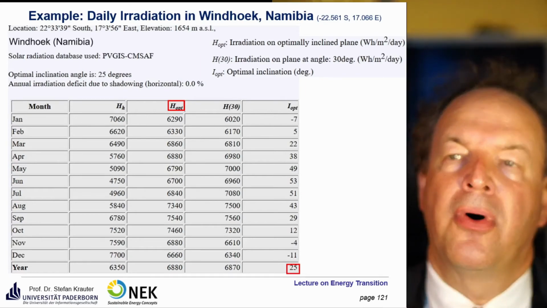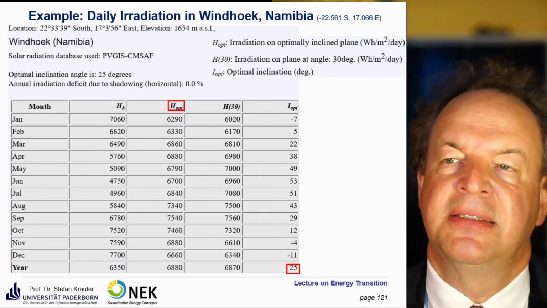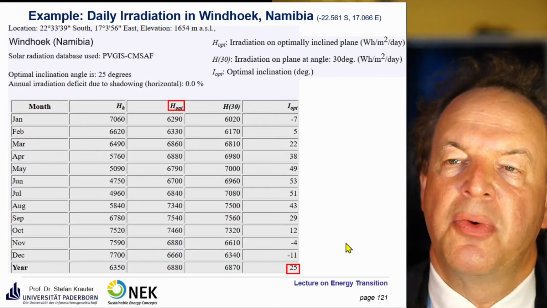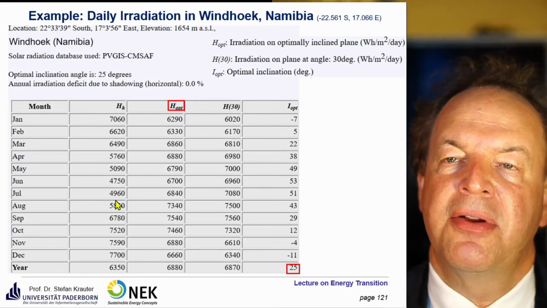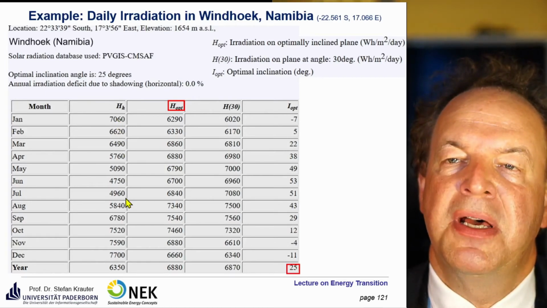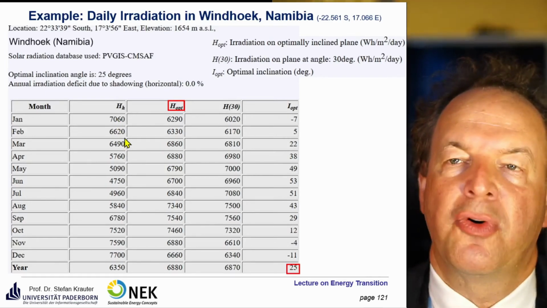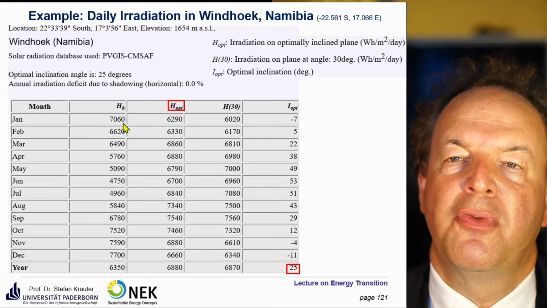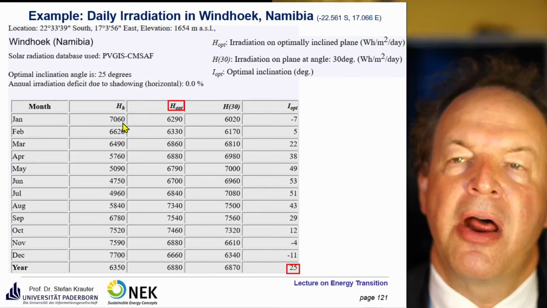This is now for Namibia in the southern part of Africa. So we have here much higher irradiance levels. Also, the difference between summer and winter is much less. Don't forget, it's on the southern hemisphere. So we have summer in January.